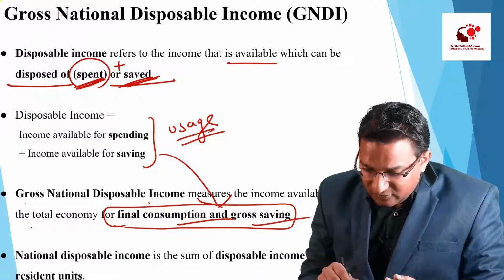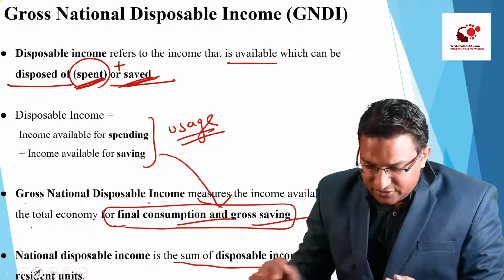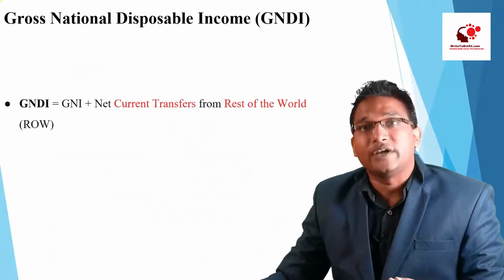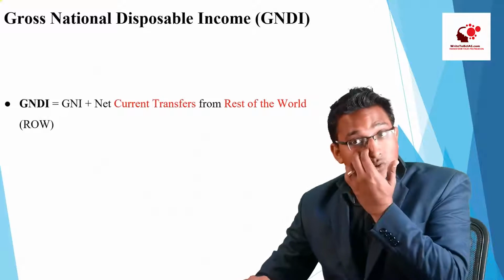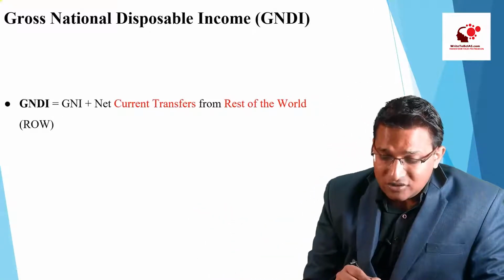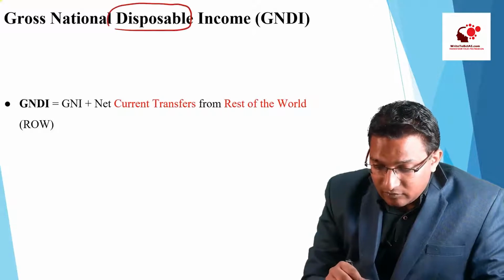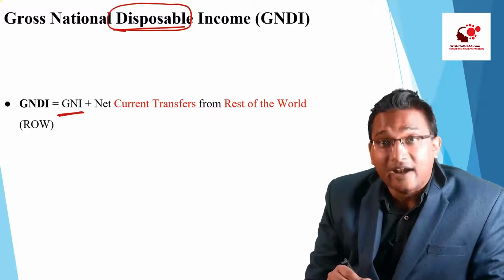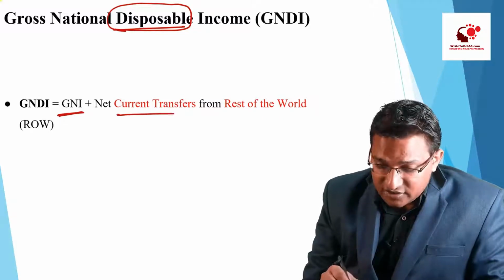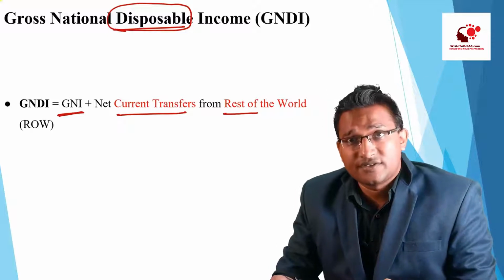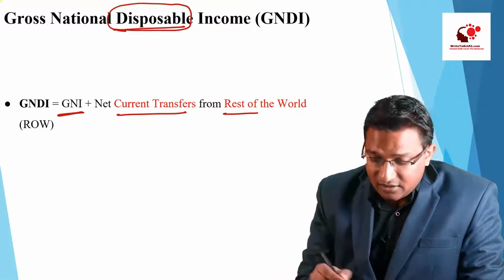National disposable income is the sum of disposable income of all the resident units. Now, how do we calculate the gross national disposable income, or how do we measure it? For calculating this, in the GNI, we add the net current transfers from the rest of the world. Net current transfers, right?